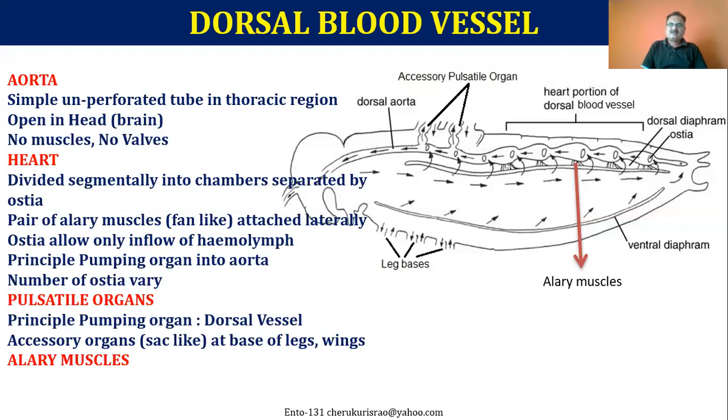So the heart part is extremely important. They are segmentally divided into chambers based on the abdominal segments. Usually the ostia may be nine in number in most cases. In primitive insects, it may go up to 12 or so. And as far as pulsatile organs, the most important pulsatile organ is the heart. A pulsatile organ is nothing but a pumping organ, a conducting organ. So as far as the insect circulatory system is concerned, the principal and most important pulsatile organ is the heart.